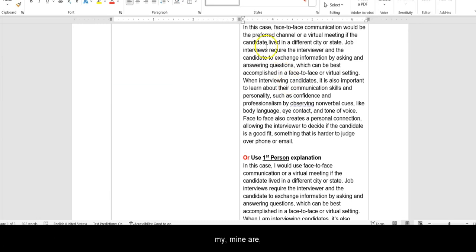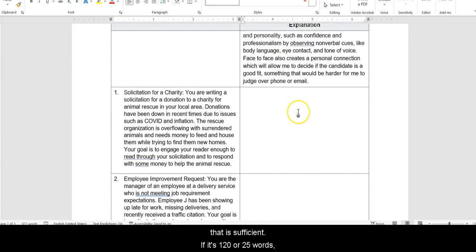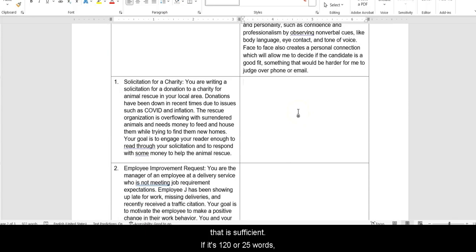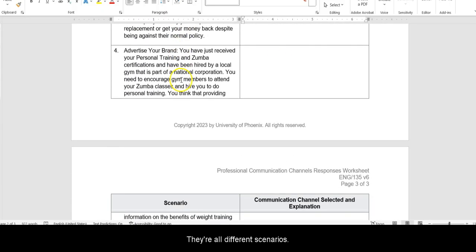Mine are, I believe, about 114 words. That is sufficient. If it's 120 or 125 words, that's okay as well. I wouldn't go over 200 words. It's not necessary. They're all different scenarios.